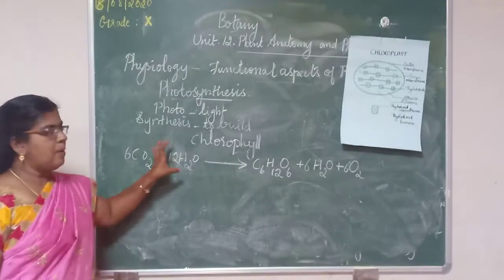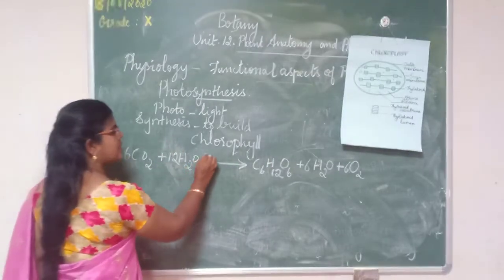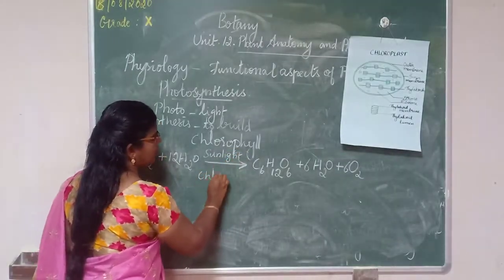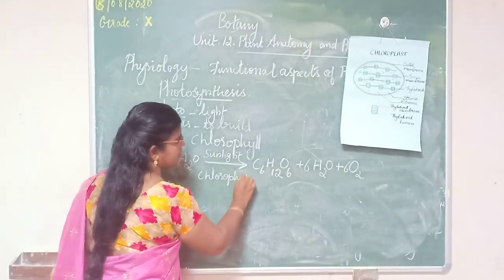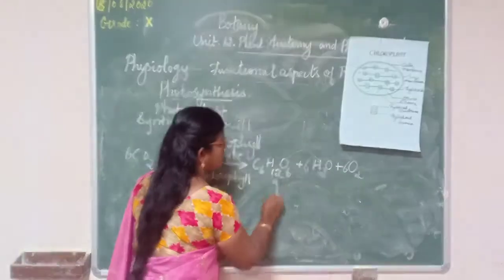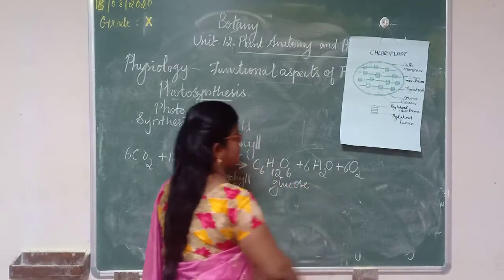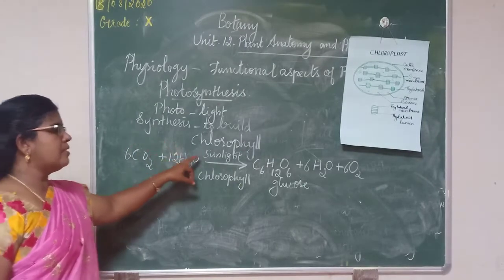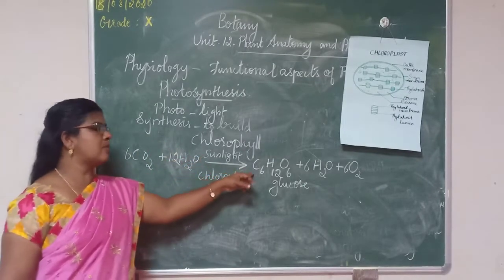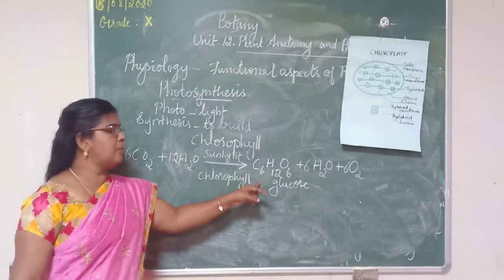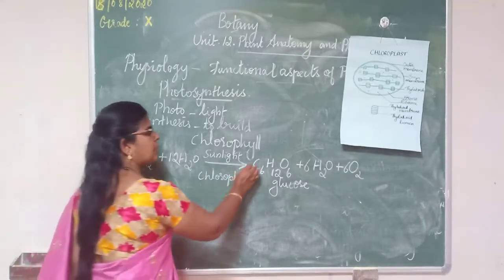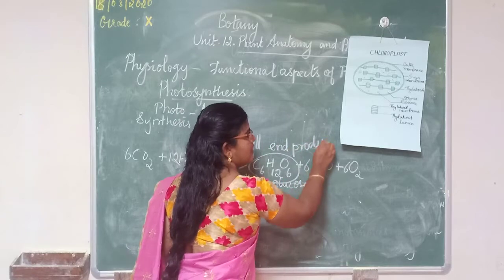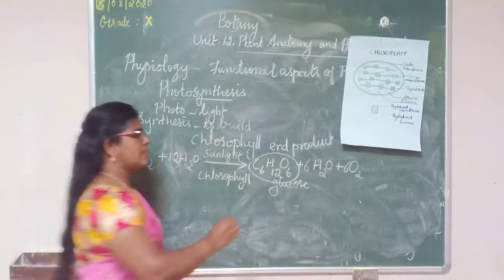Carbon dioxide combines with the water molecule in the presence of sunlight and chlorophyll and produces the carbohydrate called glucose. It is nothing but glucose. This is the end product of photosynthesis. Which is the end product of photosynthesis? Glucose is the end product of photosynthesis.